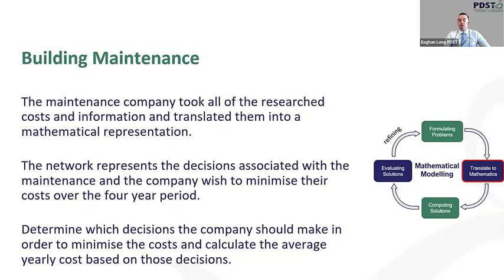Then the maintenance company took all of the gathered costs and information and translated them into a mathematical representation. The network on the next slide represents the decisions associated with the upgrades and maintenance of the building over 4 years, and the company wished to minimize their costs. Our goal is to determine the decisions that the company should make at different points over the 4 years in order to minimize the costs and also calculate the average yearly cost based on those decisions.